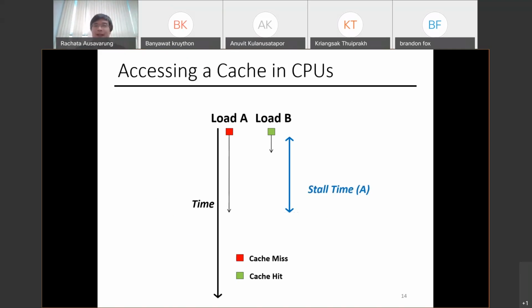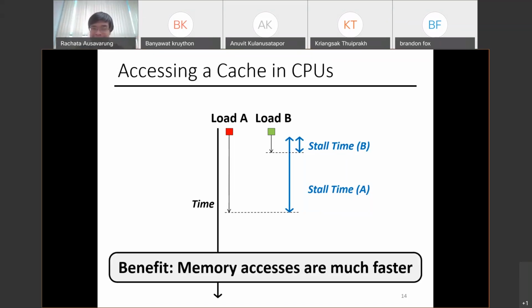The stall time of A, you need to stall for this much to get your data. For load B, you only have to stall for this much to get your data. You see the difference, right? That's why when you program, you want to make sure your data stays in the cache. The benefit of the cache here is memory accesses are much, much, much faster.